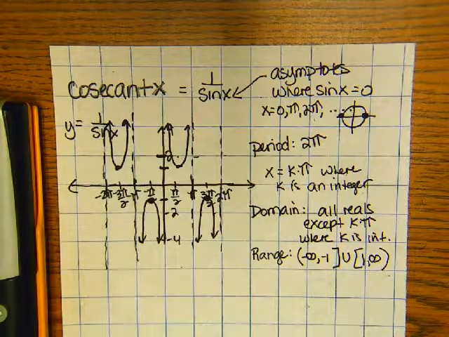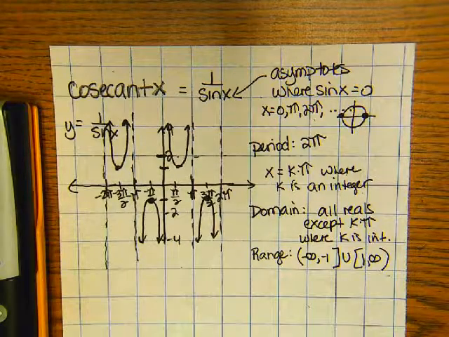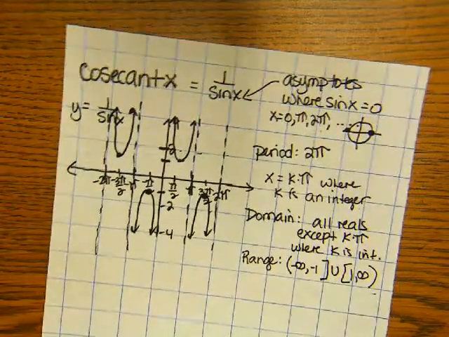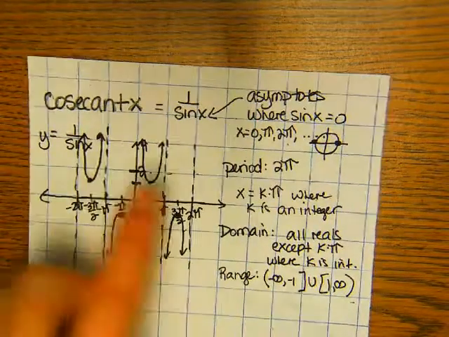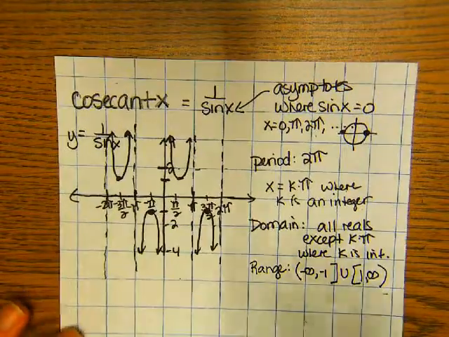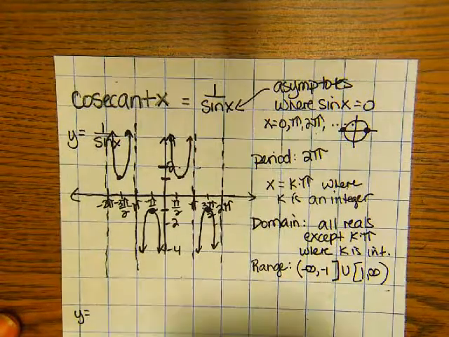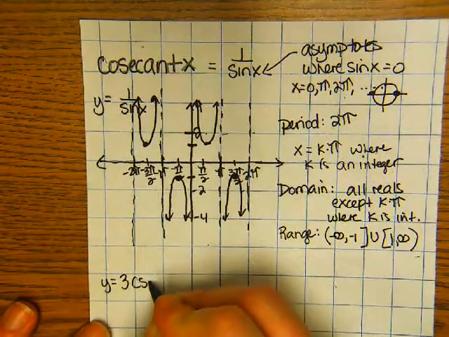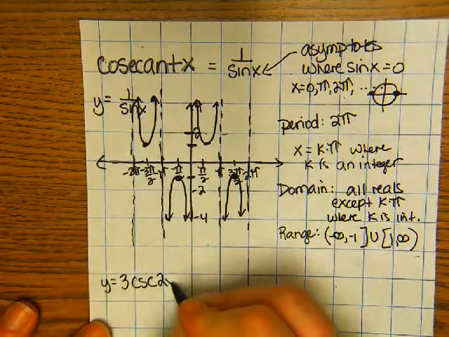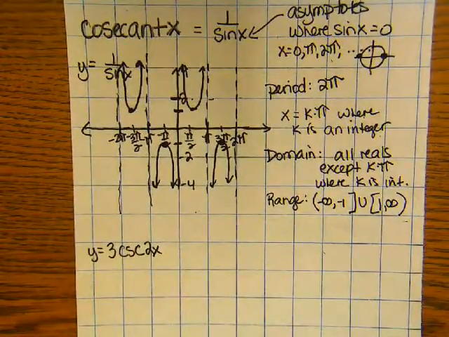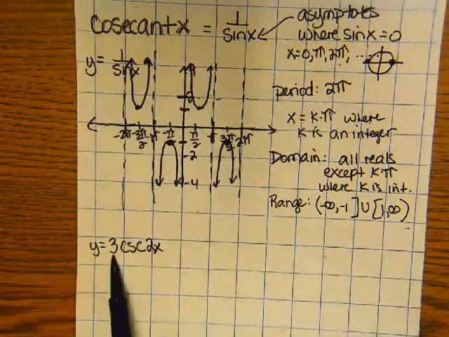Okie dokie. We should do an example of this. Let's do a vertical stretch and a horizontal together. So vertical is not a big deal because it just moves really the maxes and mins. But the horizontal are tricky because you have to move asymptotes. So how about we do y equals 3 times cosecant of 2x. So let's graph that. So this is a vertical stretch of 3, right?